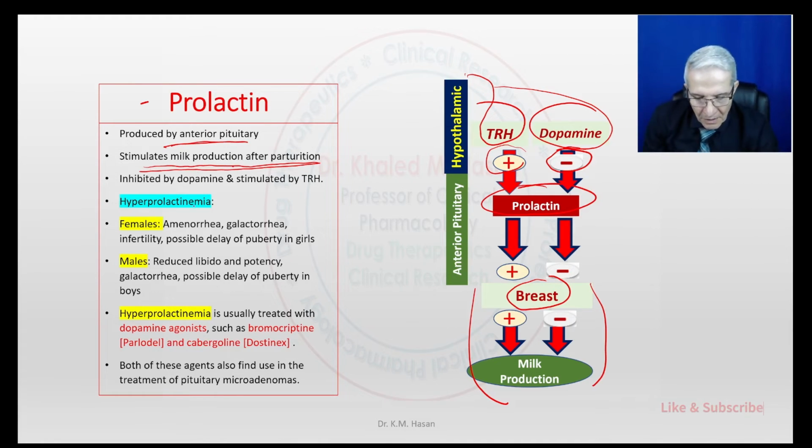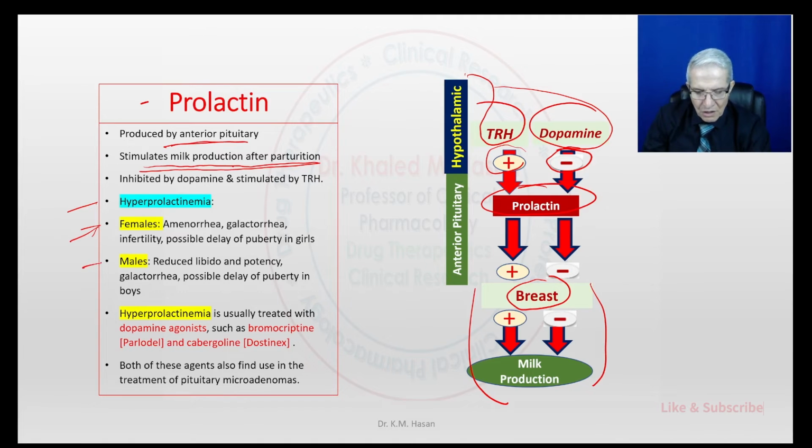The only abnormality we can see with prolactin is hyperprolactinemia. If you talk about hyperprolactinemia in females, the patient may suffer from amenorrhea, galactorrhea, infertility, and delayed puberty in young girls.